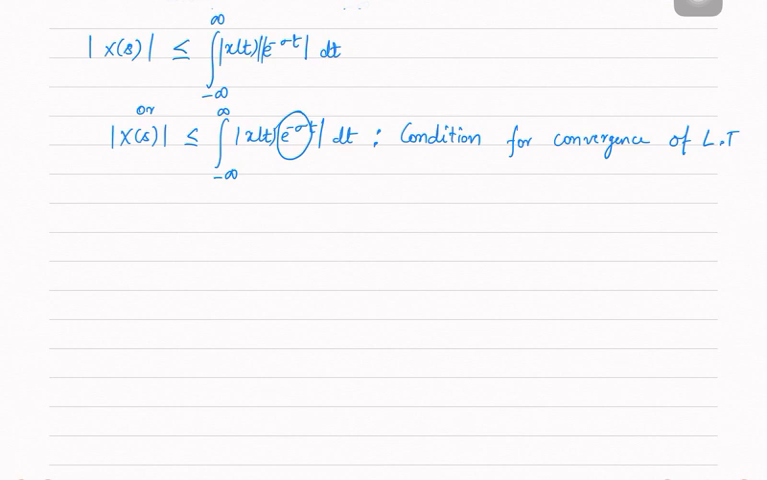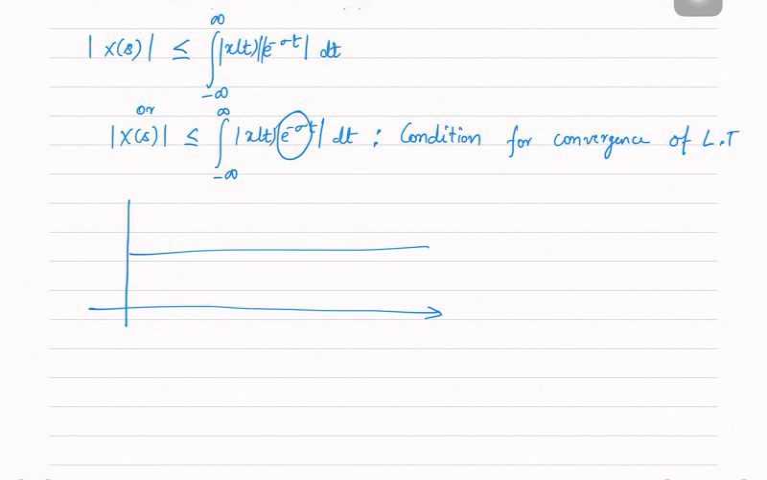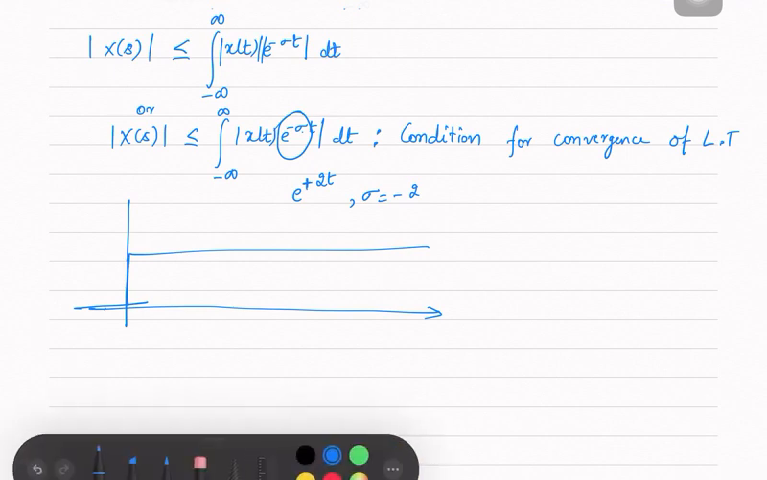Now if you draw u of t, you'll get a signal like this, which is 0 here and this is the signal. Suppose I multiply it with a signal, say e power plus 2t, when sigma is equal to minus 2. Now let's see what will happen.